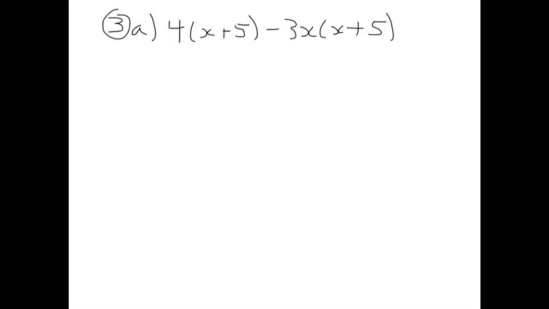Okay, so let's take a look here at what we have. We've got example 3. Example 3a asks me to determine binomial factors. Okay, so here's the expression I'm going to factor: 4 times x plus 5, minus 3x times x plus 5. And my problem is asking me to determine binomial factors.